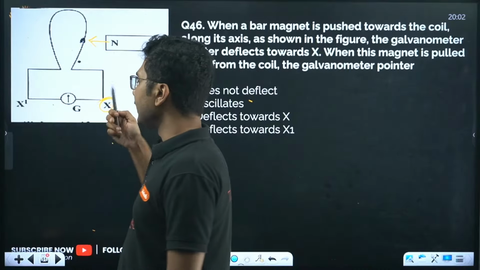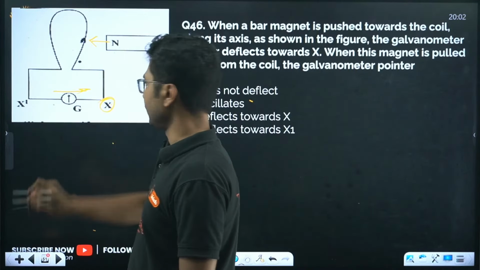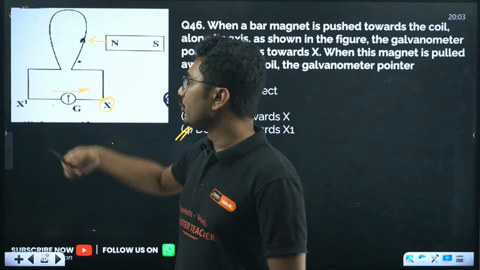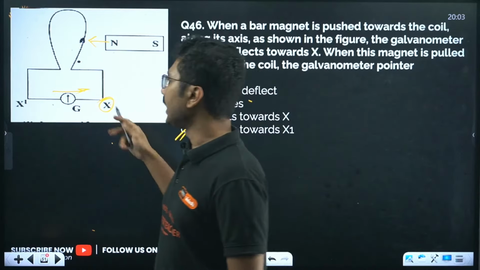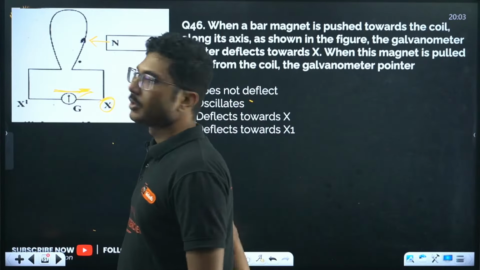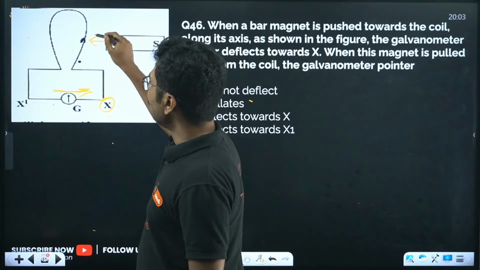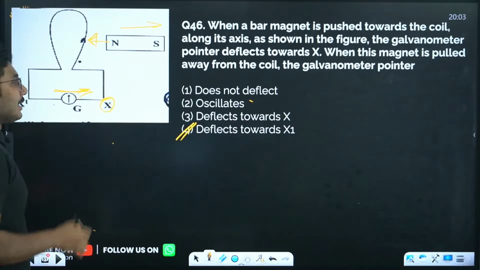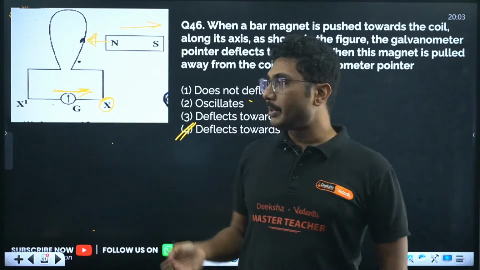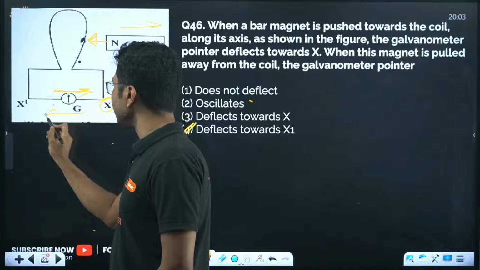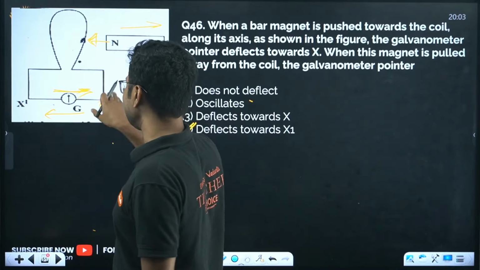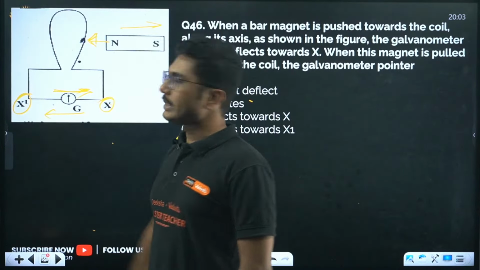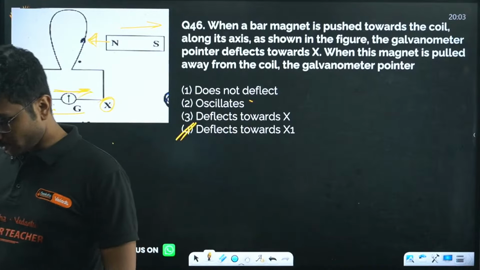What is the meaning of that? That means the current is flowing in this direction. A galvanometer moves in the direction of current. So current is flowing in this direction when the magnet is moving towards the coil. Now when you take the magnet away from this coil, the induced EMF will again be there, but according to Lenz's law it has to be in the opposite direction. If while bringing the magnet the current is in this direction, then while taking it away it will be in the opposite direction, that is towards x dash. Very simple. Okay, Kunal.